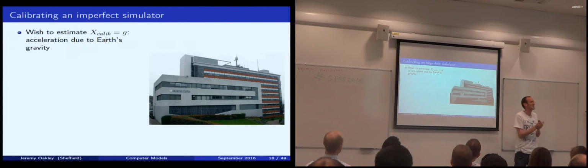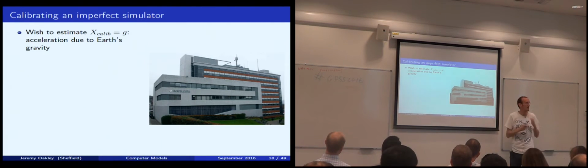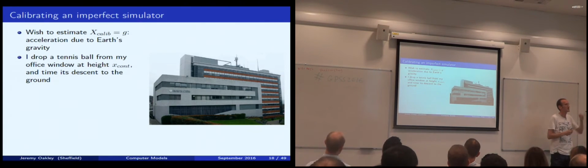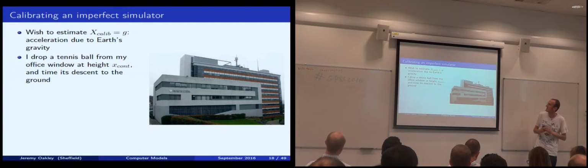Let's say I'm going to do an experiment, and I want to measure this g, acceleration due to Earth's gravity. The way I've decided I'm going to do this is, I'm going to go to my office, and I'm going to drop an object out the window. I'm going to drop a tennis ball. I've measured the distance from my office to the ground. And I'm going to time how long it takes to hit the ground from when I've dropped it.